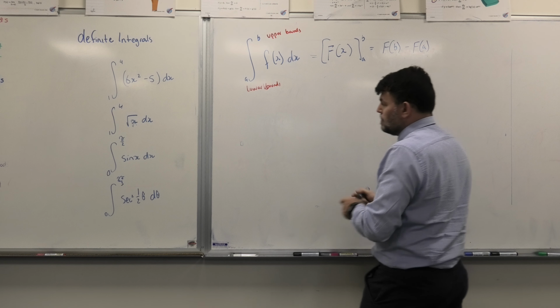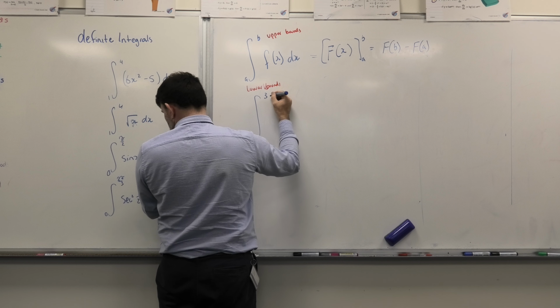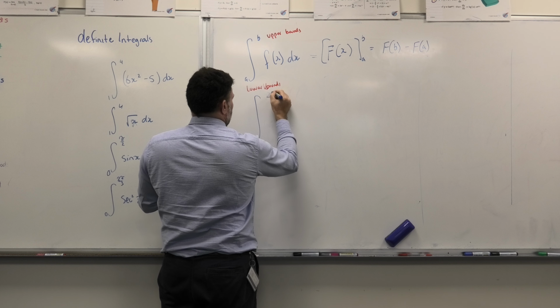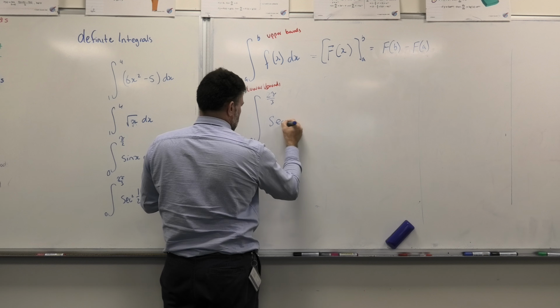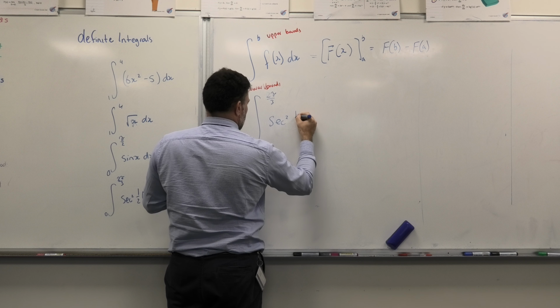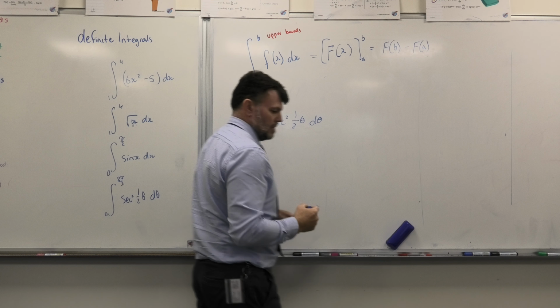So this last example here looks a little bit difficult. However, what have we got? From 0 to 2 pi on 3, we've got sec squared of half theta, d theta, in terms of theta.